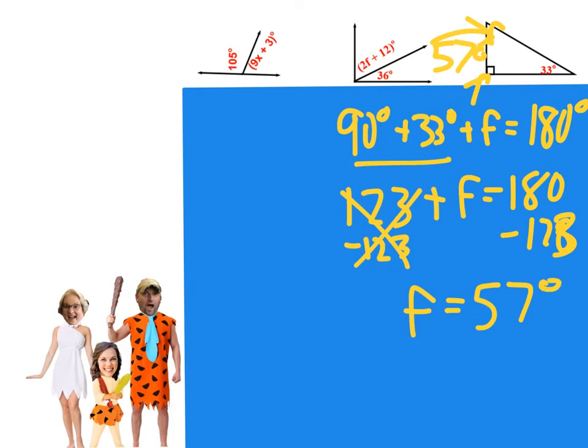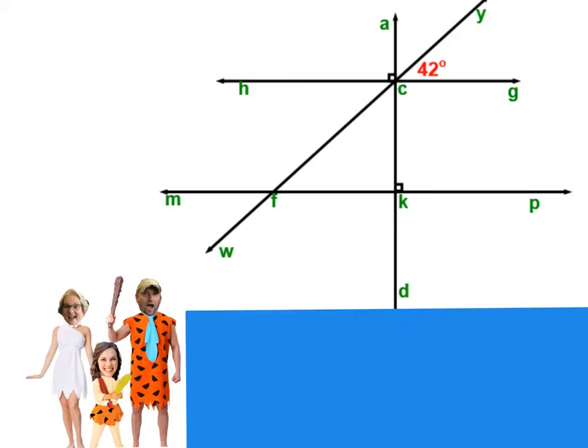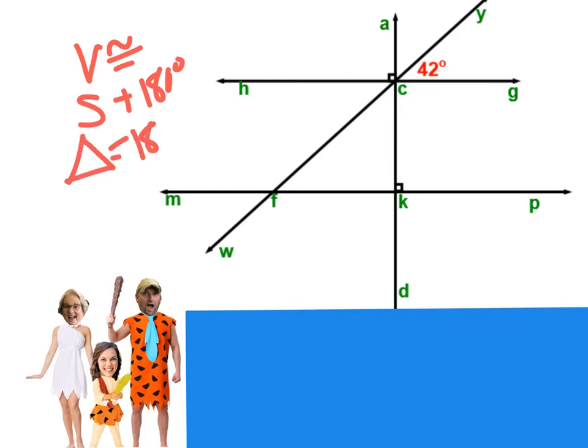All triangles add up to 180 when you add the sum of the interior angles. So I'm going to show you some application of that. Here we have some intersecting lines. I can use what I already know: vertical angles are congruent, supplementary angles add up to 180, and the sum of the interior angles of a triangle equals 180 degrees. I can use those to tell some more information about this.